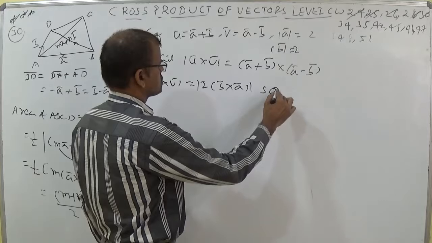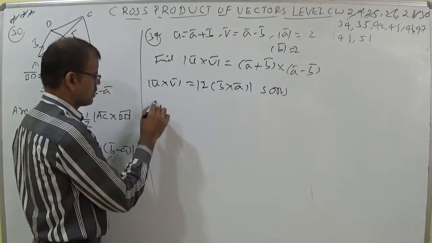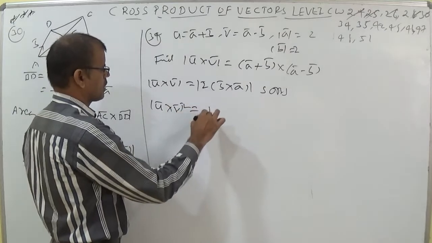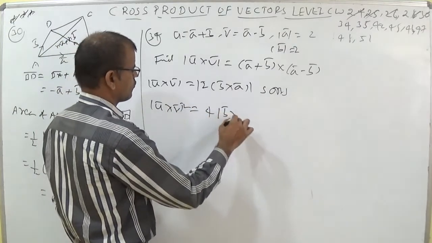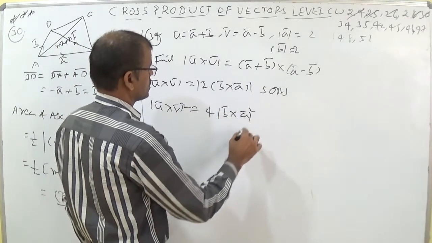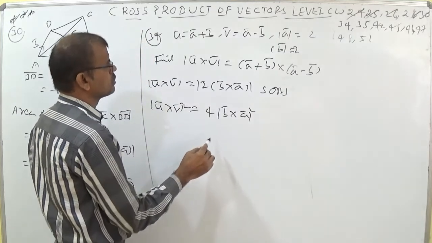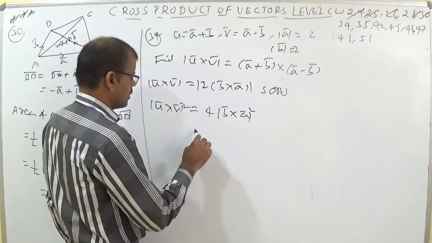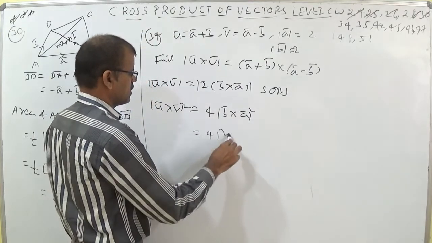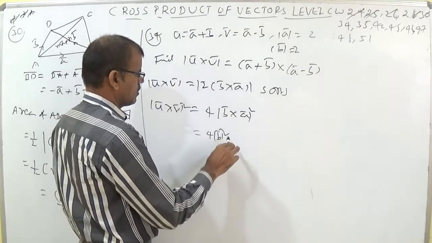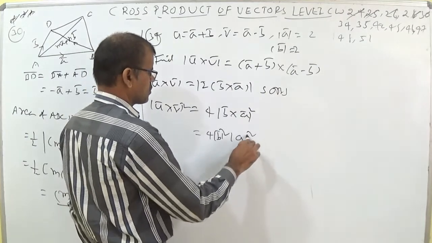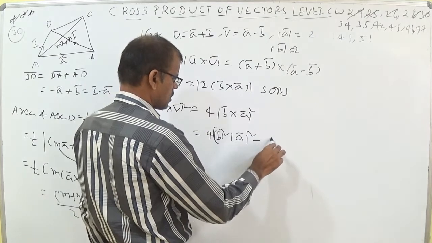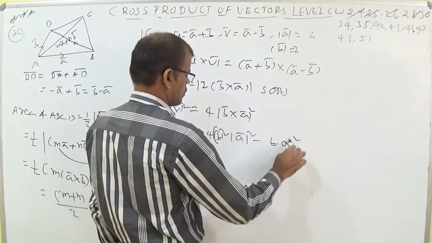If you take squaring on both sides, you can write U bar cross V bar whole square equal to 4 into B cross A whole square. According to the question, modulus A he has given, modulus B he has given. According to Lagrange's identity, I said that modulus of B cross A whole square is equal to mod B square into mod A square minus B dot A whole square.